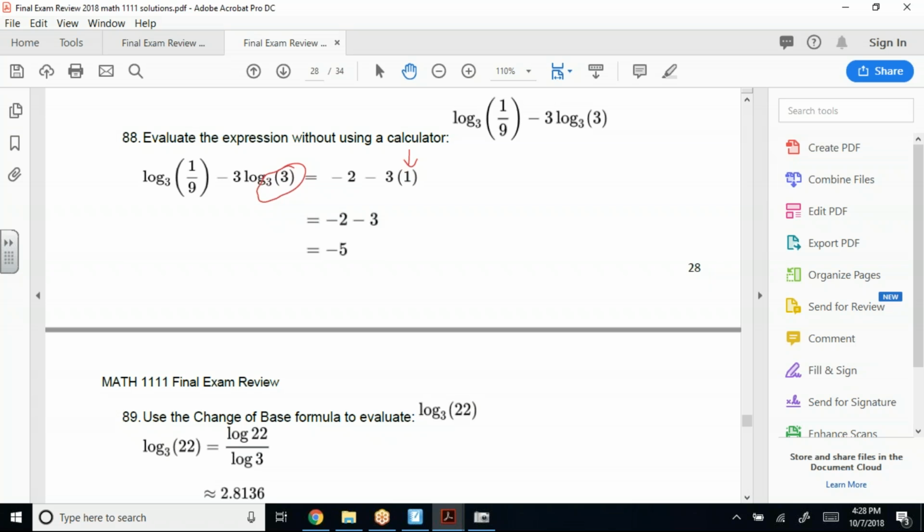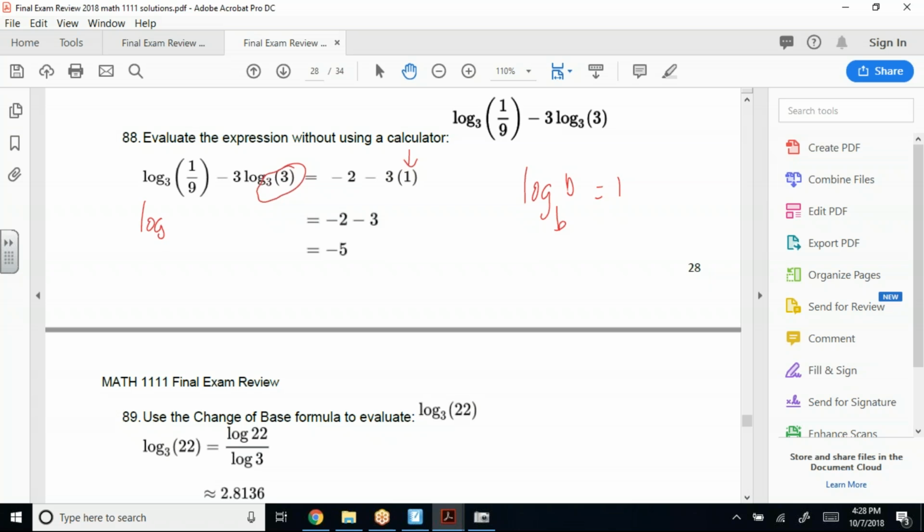But those are properties, right? And you've got to see those properties. You've got to know how to use those properties. And let's just be honest, we really didn't get into using those properties extensively. So that's how they got the 1, right? As long as it's like this, log base b of b is equal to 1. Now this is -3 times that, and if you look on the back of your sheet, you see that property. So that's where the 1 came from.